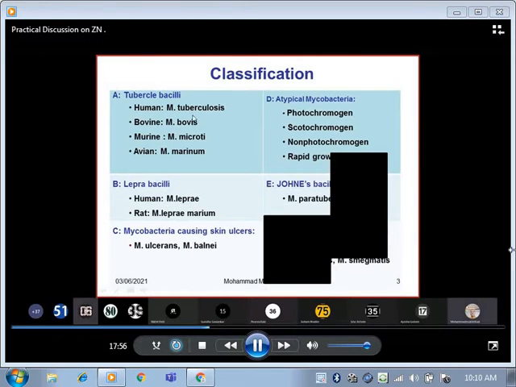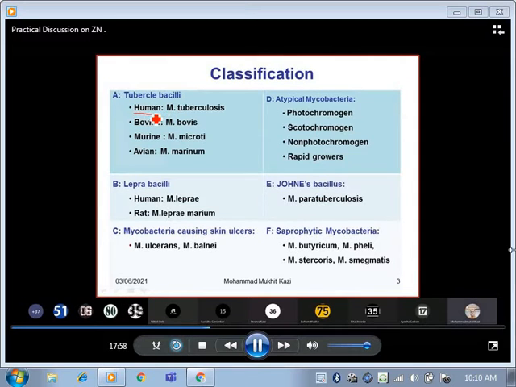Yes, sir. Okay. You can see here that Mycobacterium tuberculosis is one of the acid-fast bacilli, which causes tuberculosis in humans. Then you have Mycobacterium bovis, which causes tuberculosis in the bovine. And then you have Mycobacterium microti, which causes tuberculosis in the murine. And then Mycobacterium marinum, which causes tuberculosis in the human. So all these Mycobacterium tuberculosis are acid fast. We generally call them AFB. So these are the examples of acid-fast bacilli.